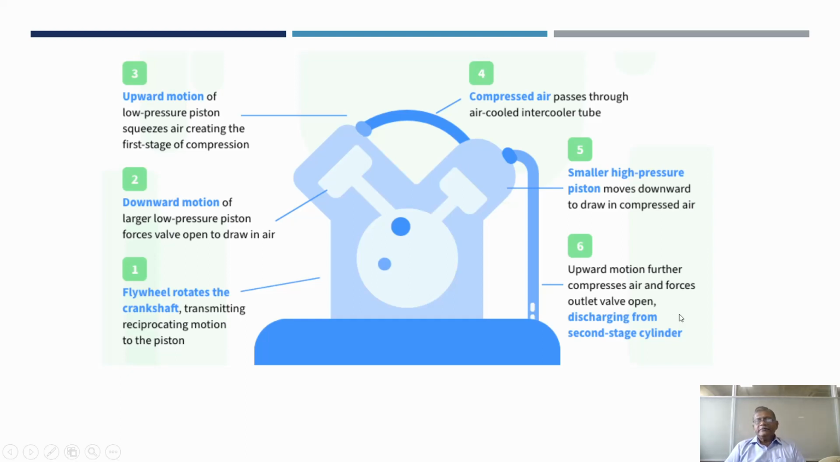Then once again the piston starts moving upwards. It compresses the air further and forces the outlet valve open. Once the outlet valve is open, the air is discharged from the second stage cylinder. This is the typical multi-stage reciprocating compressor.